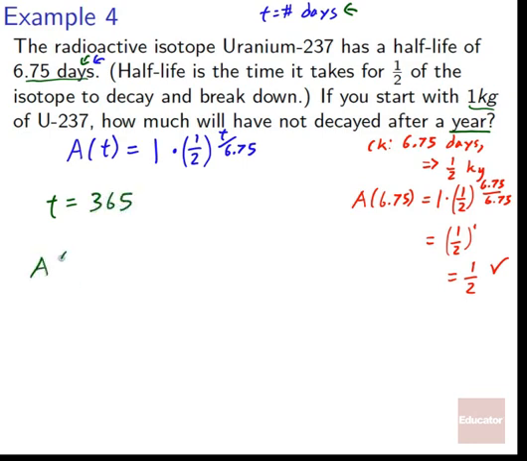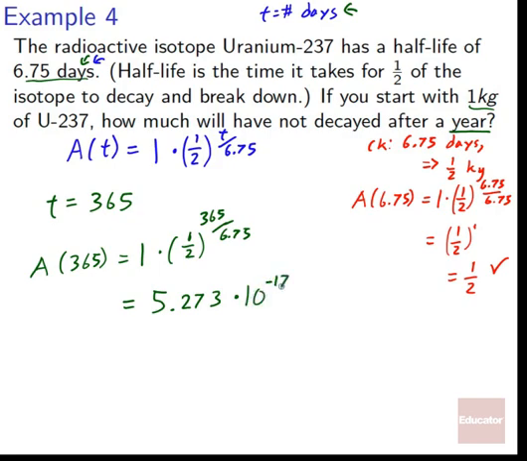So at the end of that, when you plug in 365, we have 1, the amount that we started with, times 1/2, and the half-life will occur every 6.75 days, and we're having 365 days go in. We plug that all into a calculator, and we get an amazingly tiny number of 5.273 times 10 to the negative 17th kilograms. Really, really small number.